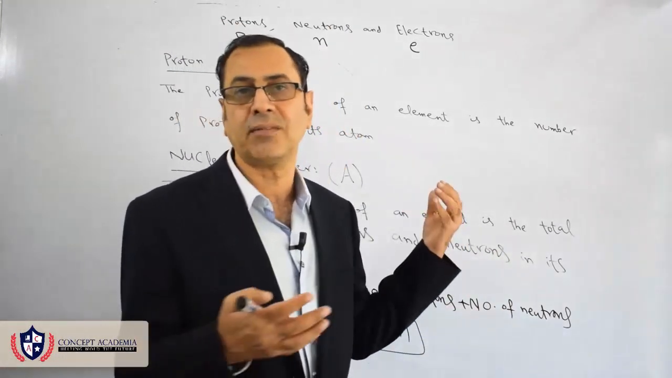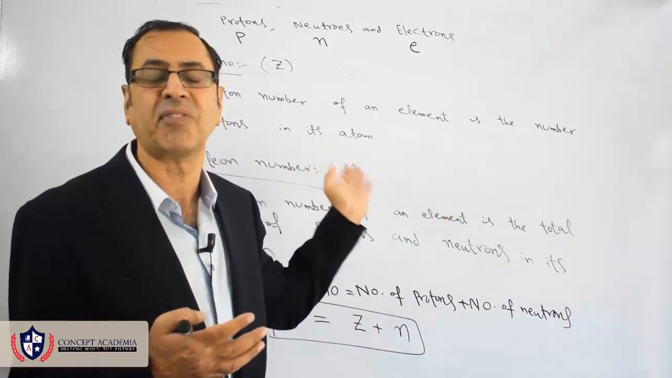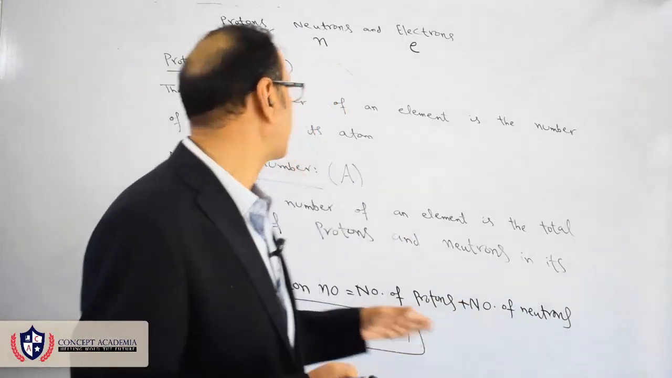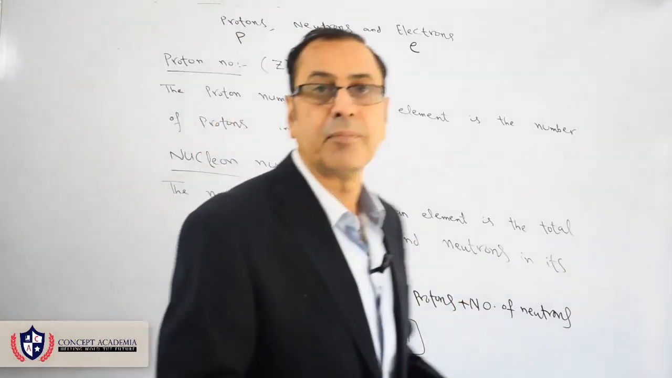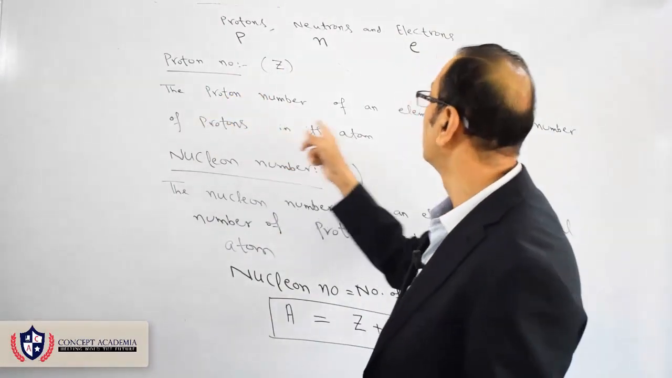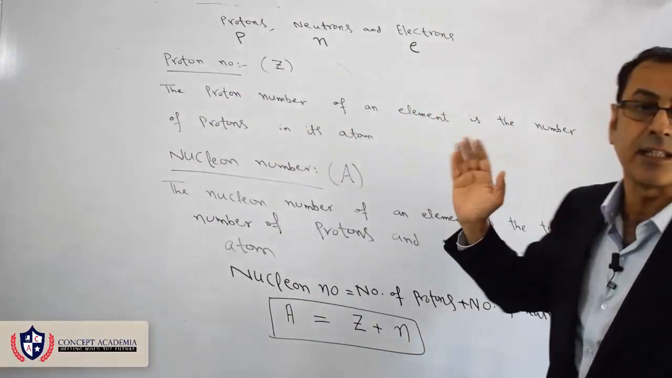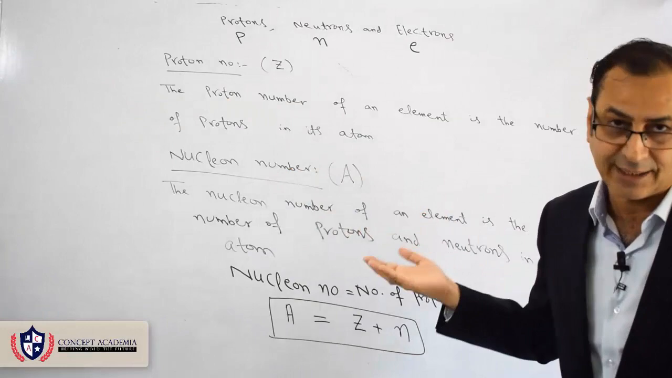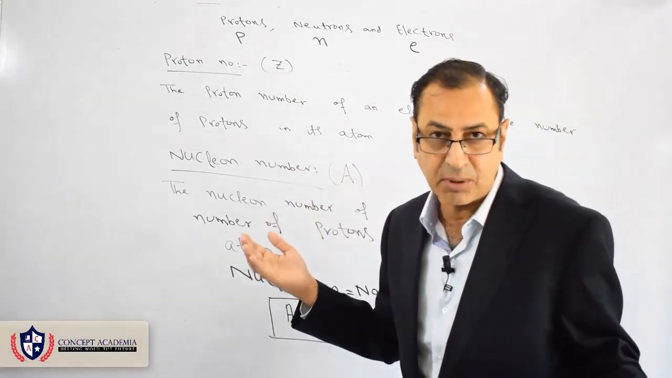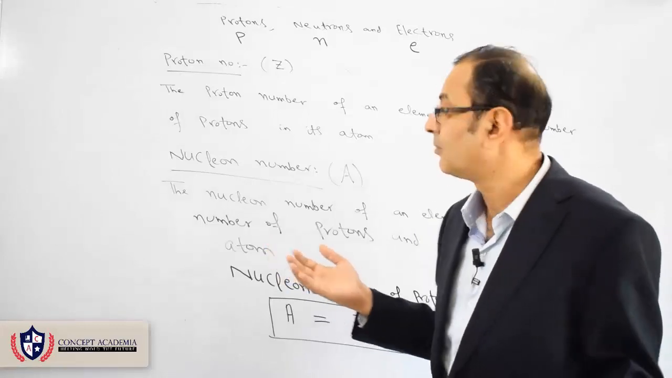This type of information will be available in the periodic table. So the proton number is represented by Z, and the proton number of an element is the number of protons in its atom. Very simply, the proton number of an element is the number of protons in the atom.